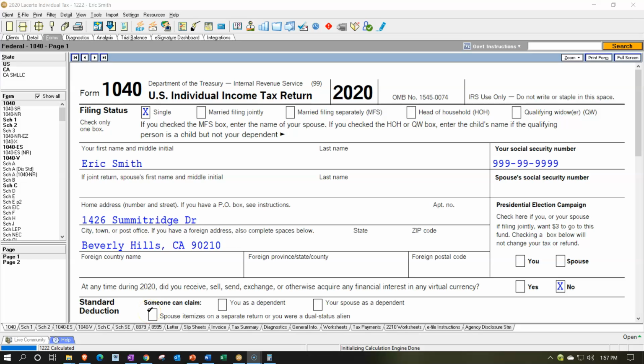Here we are in our Lacerte tax software. You don't need the Lacerte tax software to follow along, although I do believe they have a 30-day free trial, so if you can get access to a promo version or a demo version, it might be a good tool.